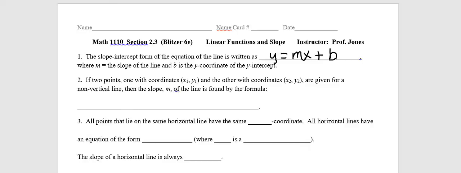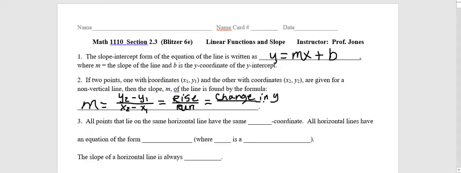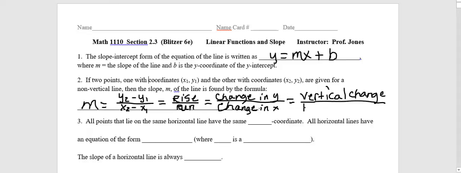If 2 points, one with coordinates x1, y1, the other with coordinates x2, y2, are given for a non-vertical line, the slope, which we'll use a lowercase m to represent, can be found by the formula m equals y2 minus y1 over x2 minus x1. This is also called the rise over the run. The rise is actually the change in the y coordinates of the line. The run is the change in the x coordinates of the line. Sometimes this is referred to as the vertical change compared to the horizontal change.